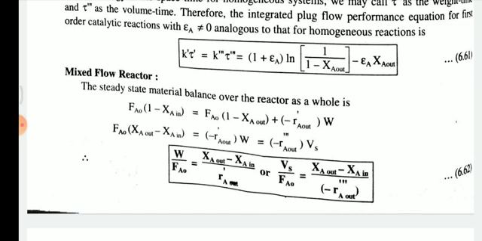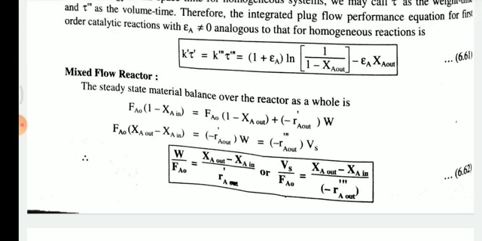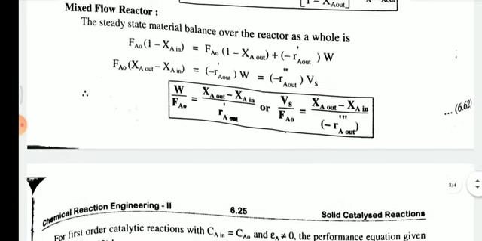So we multiply Fa0 on both sides inside the bracket, so it should be Fa0 Xa out minus Xa in, keeping both together, is equal to Ra dash out into W and Ra double dash out into Vs. So it would be written as W by Fa0 and the remaining term should be Xa out minus Xa in divided by Ra dash out. Otherwise we can write Vs by Fa0, so it should be Xa out minus Xa in by Ra double dash out.